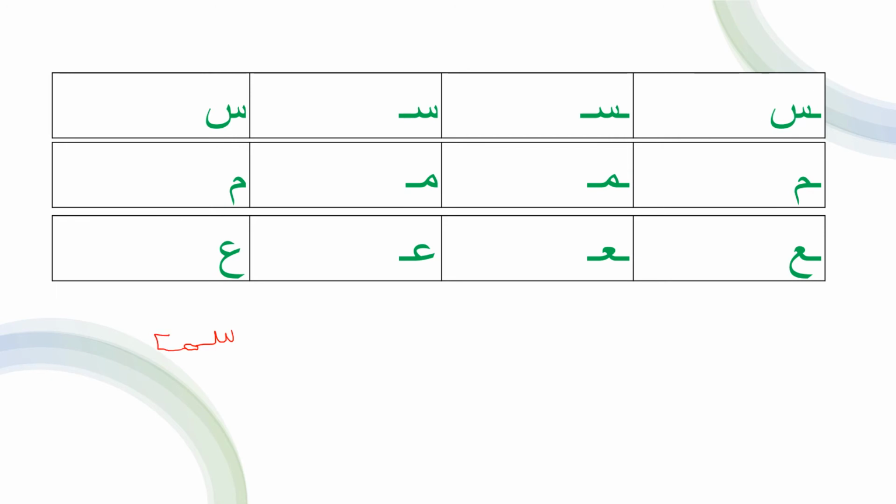Now this is the tricky one, right? Ain, when it's at the end of a word. We have sin, mim, ain, right? So the ain right here, this is isolated. When it is at the end of a word, it looks like this. We discussed this in the other video, but just to remind you, when we write, this is what it looks like, and this is how we connect it to make this particular word.